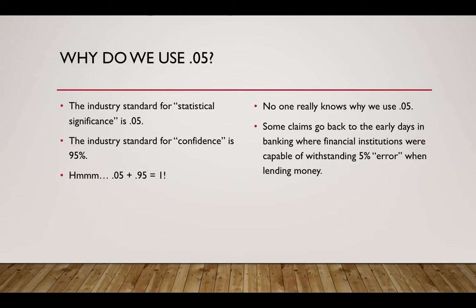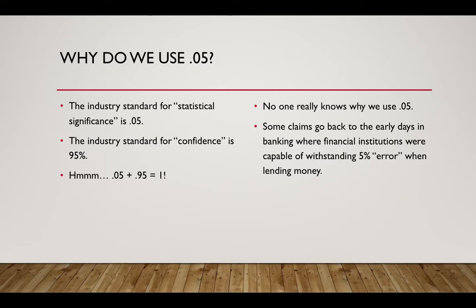So why do we use 0.05? The industry standard for statistical significance is 0.05. And I'd say the industry standard for confidence in confidence intervals is 95%. Well, if you change the 95% to 0.95, you'll see these two add up to 1.